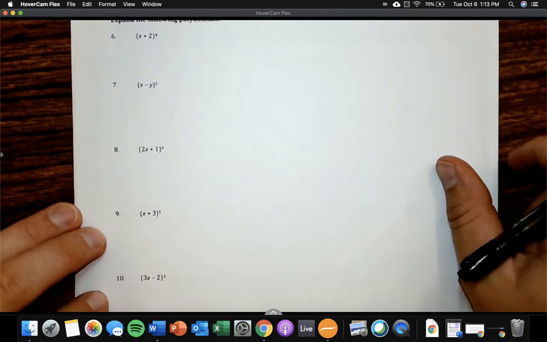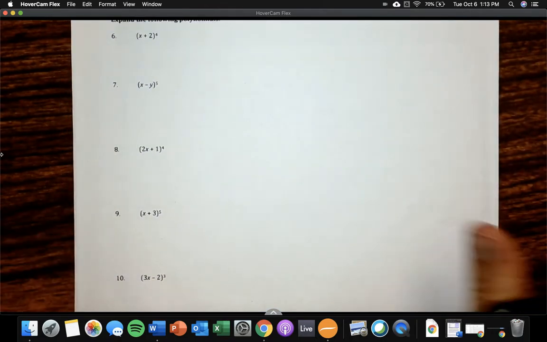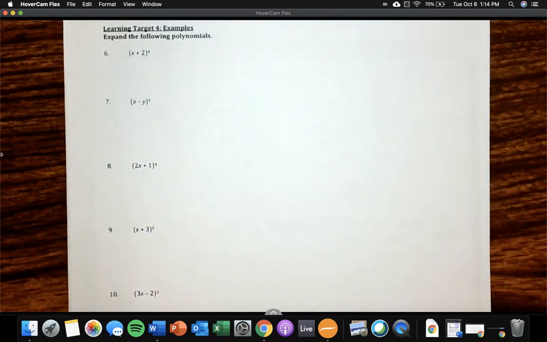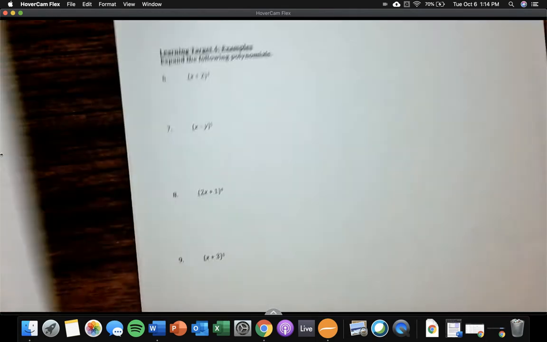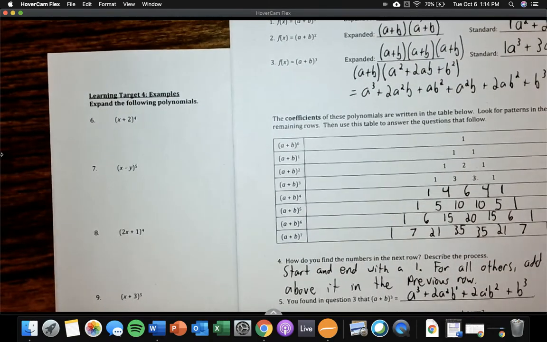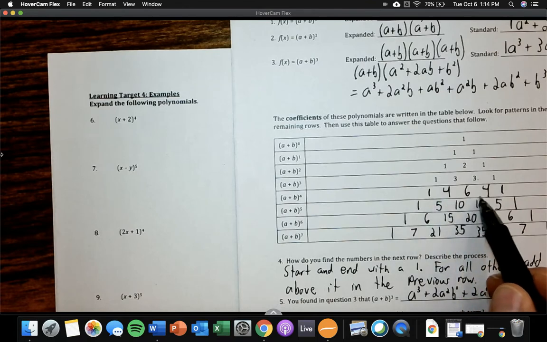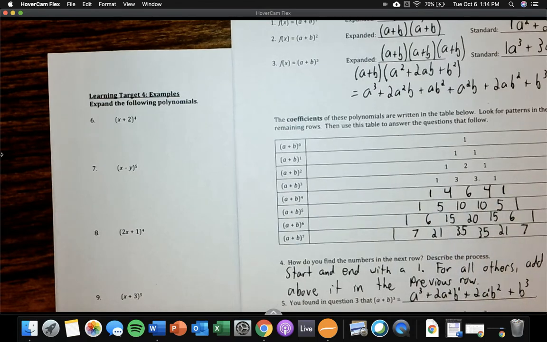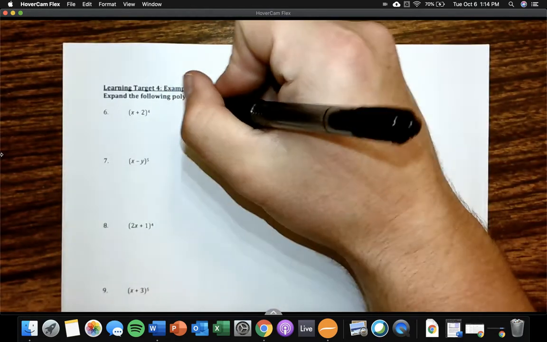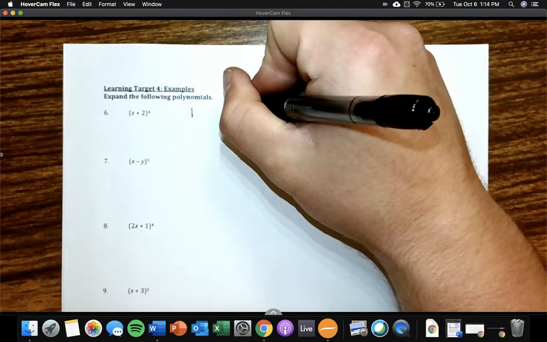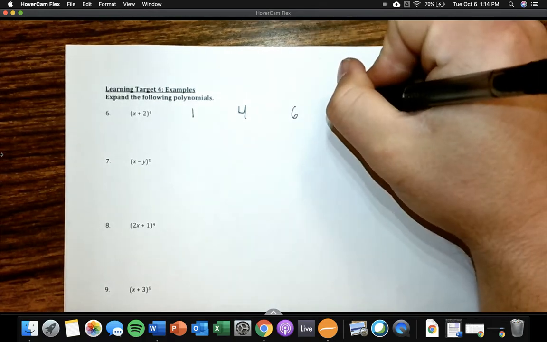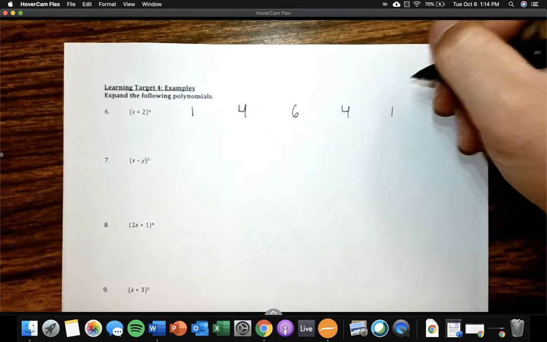All right, let's start applying what we're learning. Number 6, we want to expand x plus 2, all raised to the 4th power. So let's take a quick look at our triangle. If I look at the triangle here, it's raised to the 4th power, so I know my coefficients are going to be 1, 4, 6, 4, and 1. So let's write that out. We know it's going to be 1, 4, 6, 4, and 1.